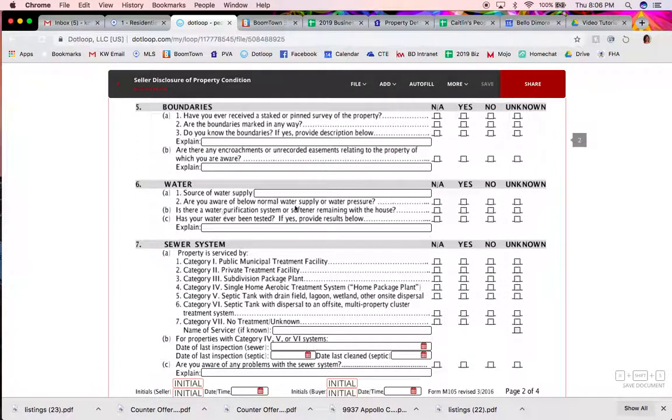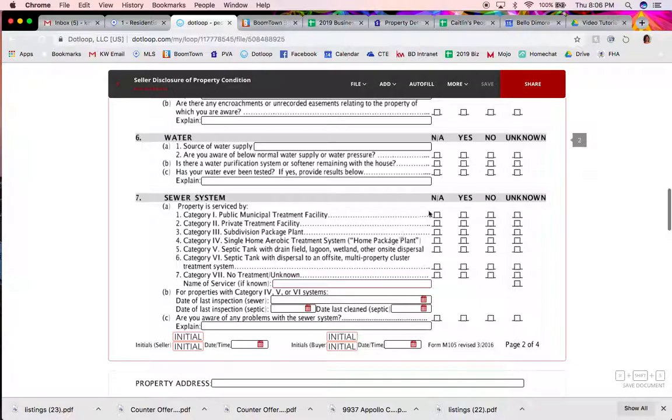9 times out of 10, probably even higher than that, maybe like 9.5 times out of 10, the source of the water is going to be the city water for wherever you're purchasing. Every now and then you might see some well water, so be on the lookout for that if you're looking at rural properties.